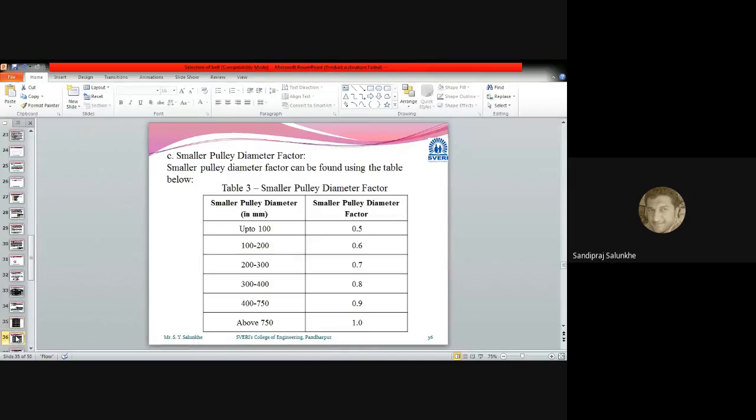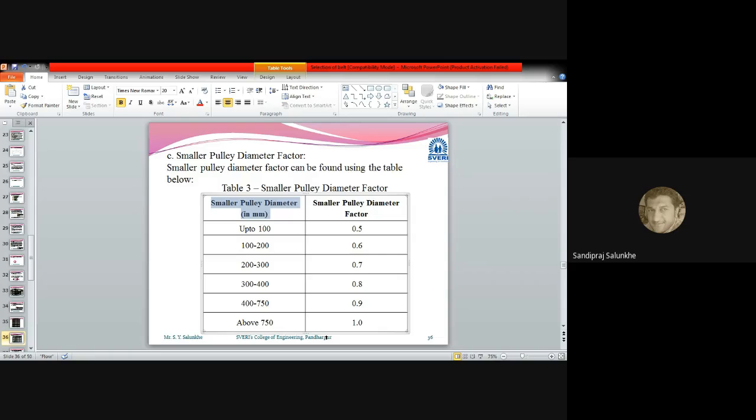The next is how we can select the smaller pulley diameter factor. Now, the smaller pulley diameter factors are given in this table. So you can consider the smaller pulley diameter in millimeter. Up to 100 millimeter, we have this factor as 0.5. From 100 to 200 millimeter, it is 0.6. From 200 to 300 millimeter, it is 0.7. From 300 to 400, 0.8. From 400 to 750, it is 0.9. And above that, it is 1.